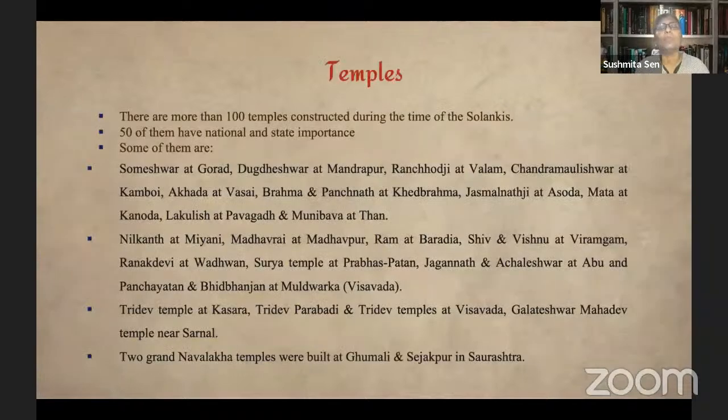There are more than 100 temples constructed during this time of the Solanki period, and 50 of them have national and state importance, and ASI is taking care of them. I've given a list of so many temples, and many of them are lying in ruins. We don't have many temples standing, but those which are standing are really beautifully carved, and one can see the beautiful architecture of the bygone era of Gujarat.